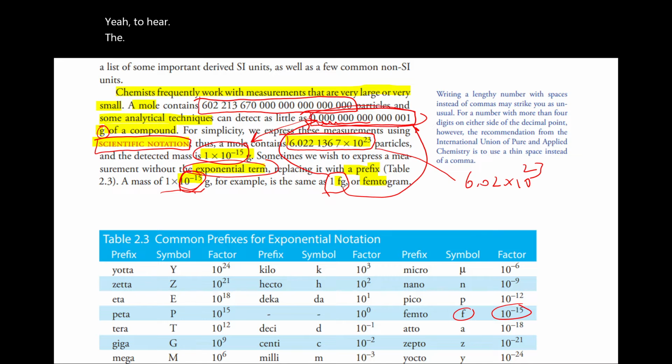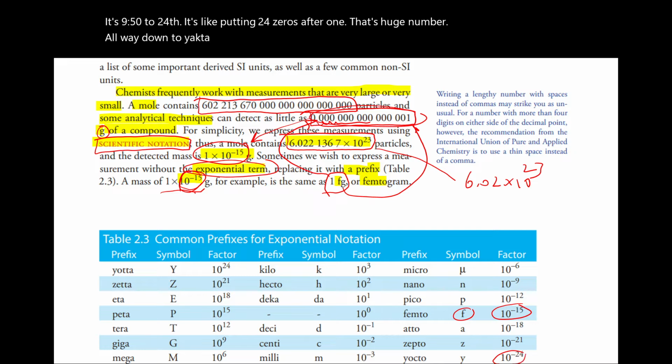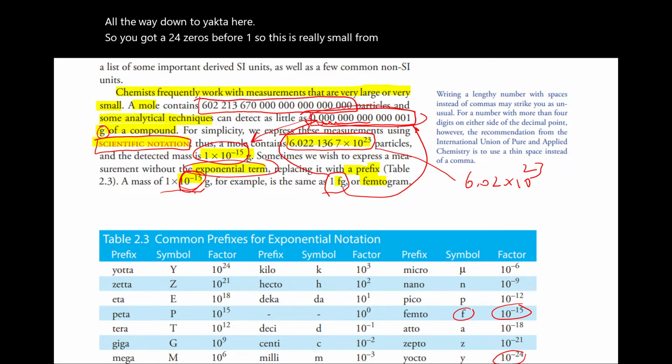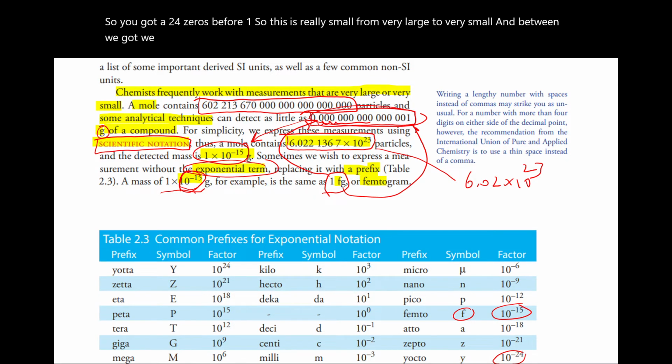It's 10 to 24th. It's like putting 24 zeros after one. That's a huge number, all the way down to yocto here. So you got 24 zeros before 1. So this is really small, from very large to very small. And between we got other prefixes, of course.